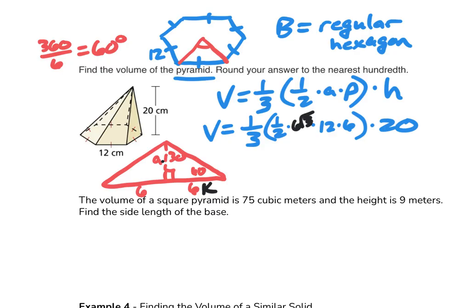Here's what I would do. When I put this one into my calculator, I would multiply, and it really kind of depends on the type of calculator you have. So kind of practice with it. 6 radical 3 times 12 times 6 divided by 2, or take times a half. Multiply that number times 20, and then at the very end, divide by 3. Okay? Try putting that into your calculator.